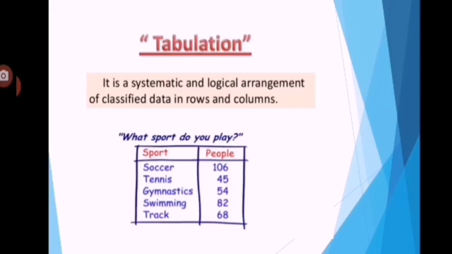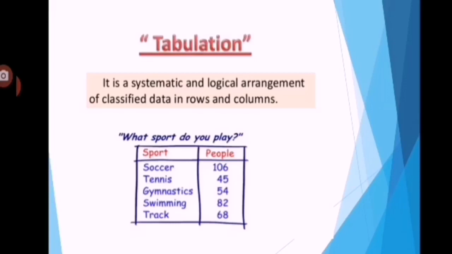This table is shown in the slide. What sport do you play? One column is sports, another column is people. 106 people in soccer, 45 people in tennis, 54 people in gymnastics, 82 people in swimming, and 68 people in track events. This is the simple table formation.